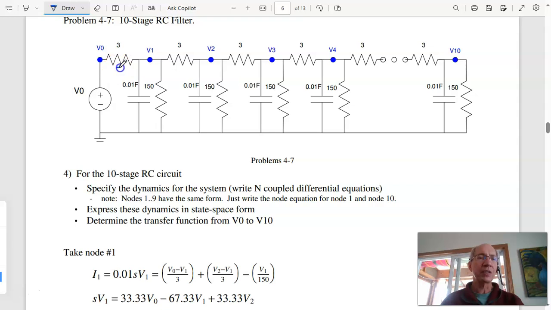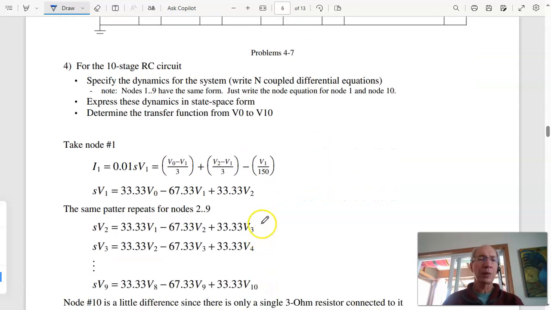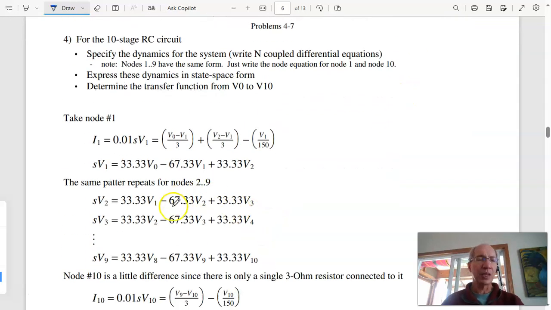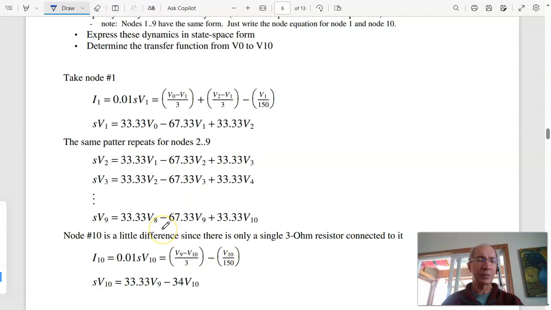At node 1, I've got the currents. These three currents added together give me the current I1, which is C dV/dt. Current from the left is V0 minus V1 over 3. Current from the right, V2 minus V1 over 3. Current up, 0 minus V1 over 150. Plugging them in, I get these numbers. Due to symmetry, I'll have the same equations everywhere up to node 9, so just change the index.